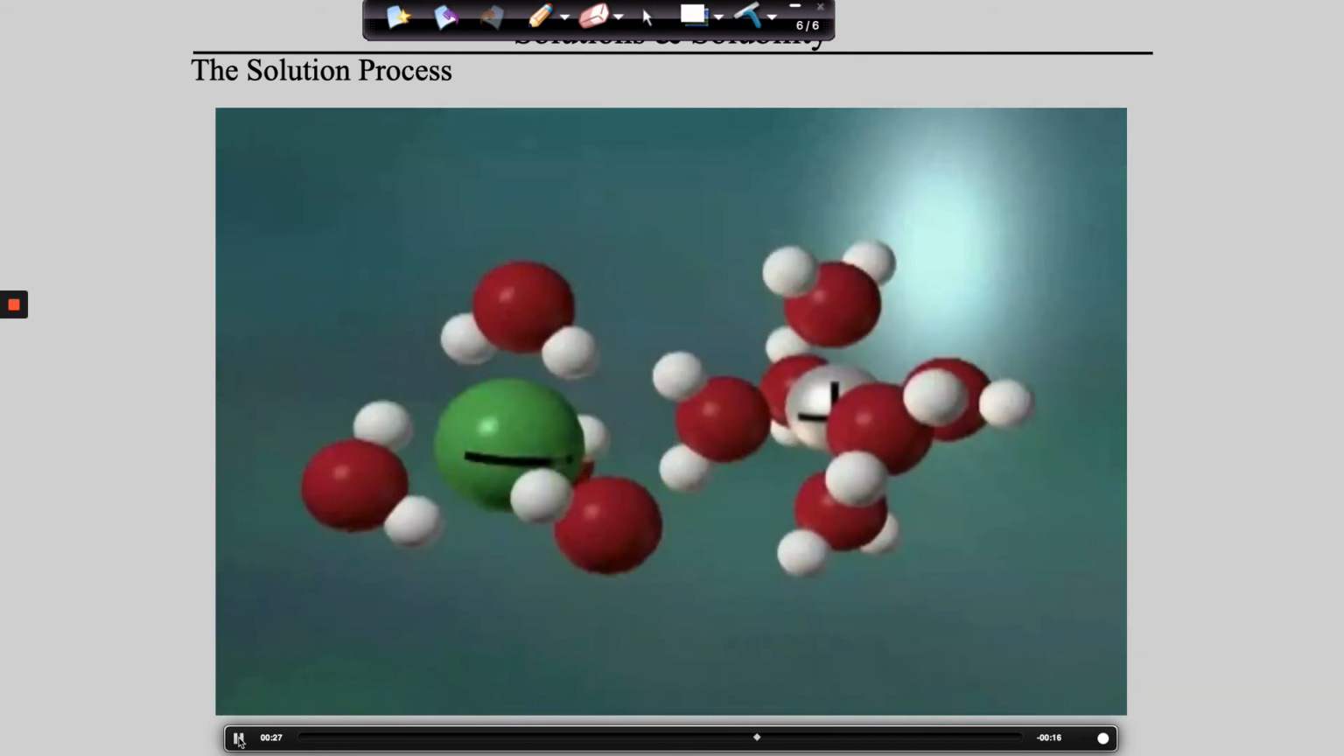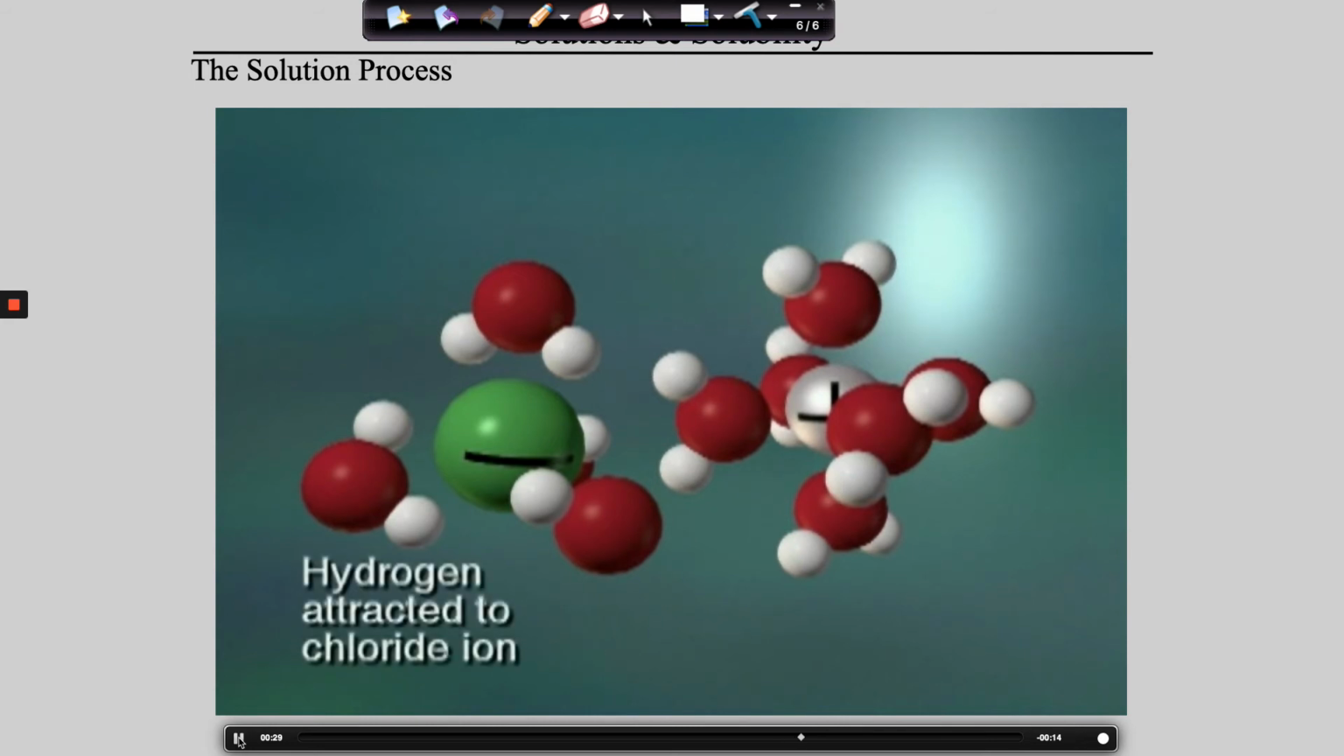Notice that water molecules cluster about the anion. Hydration like crazy, right? With the hydrogens directed toward the negatively charged ion.